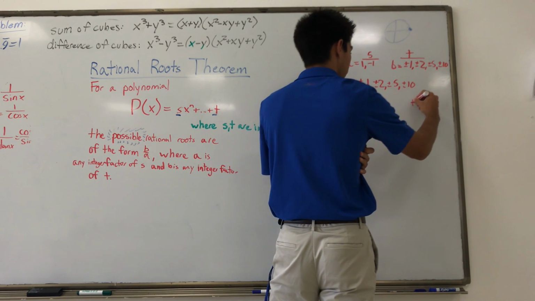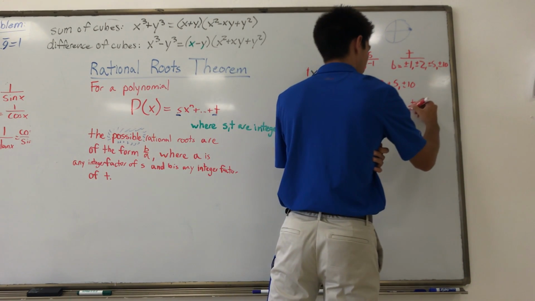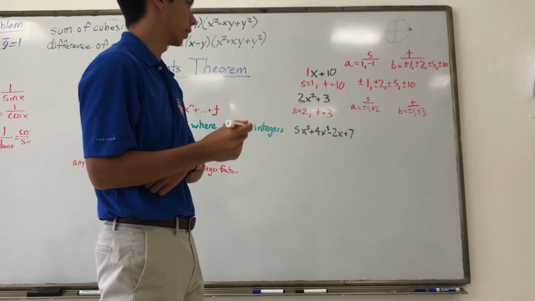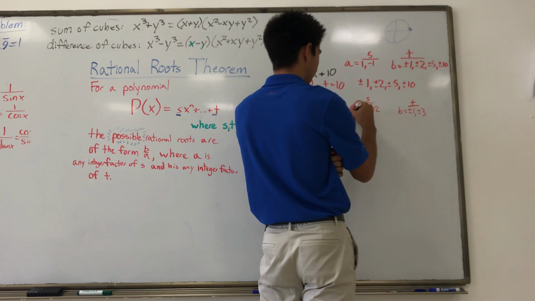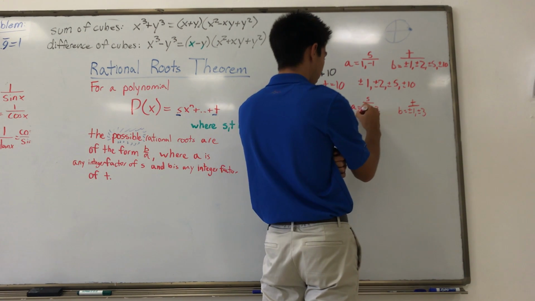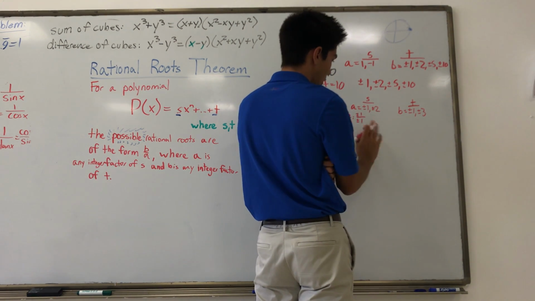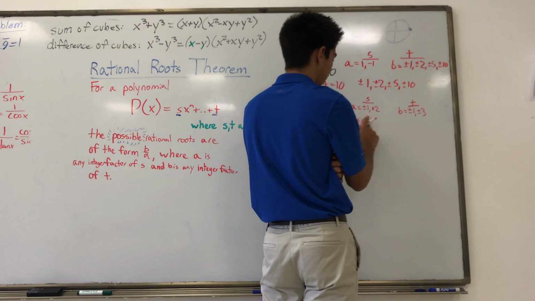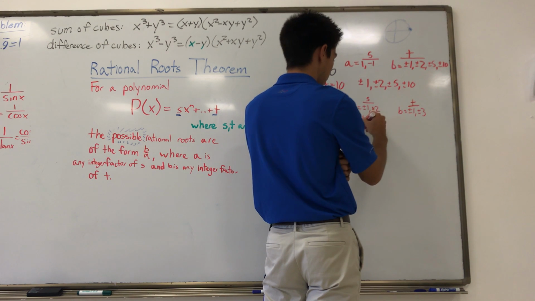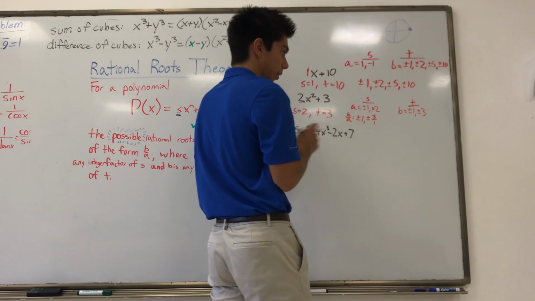For t, my b values could be either positive or negative 1, or positive or negative 3. So I'm going to have a shorter list for this one. My possible list has to be in the form of b over a, remember. So it could be plus or minus 1 over plus or minus 1, which will just be plus or minus 1. It could be plus or minus 3 over 1, which is just 3.